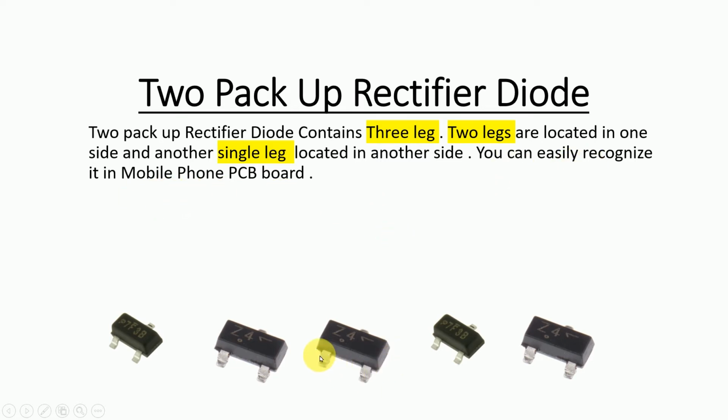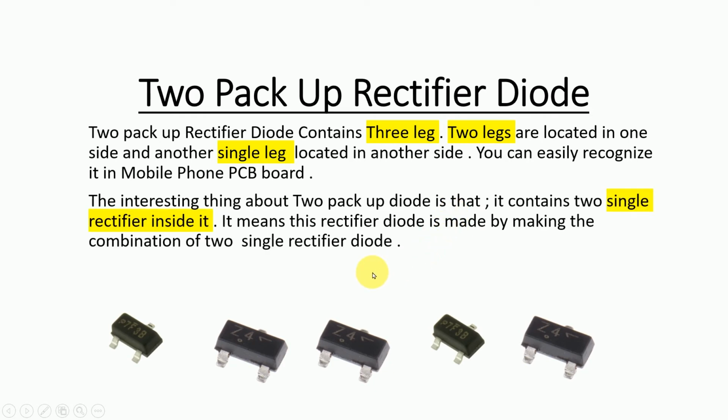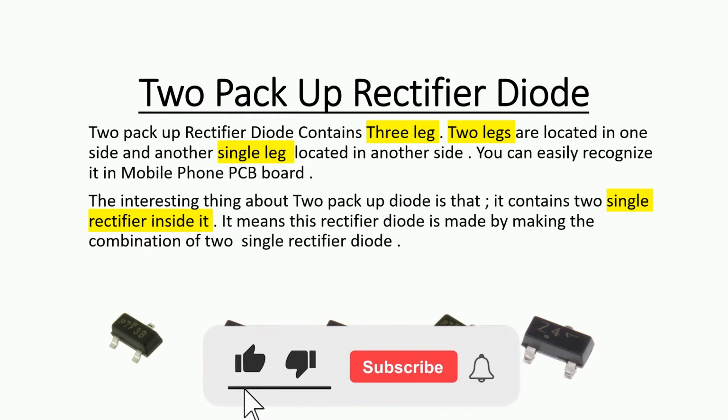Okay, so if you see this kind of rectifier diode, you can easily recognize this is the two pack of rectifier diode. The interesting thing about the two pack of diode is that it contains two single rectifiers inside it. It means this rectifier diode is made by making a combination of two single rectifier diodes. So the interesting thing is that it has two single rectifier diodes inside it.